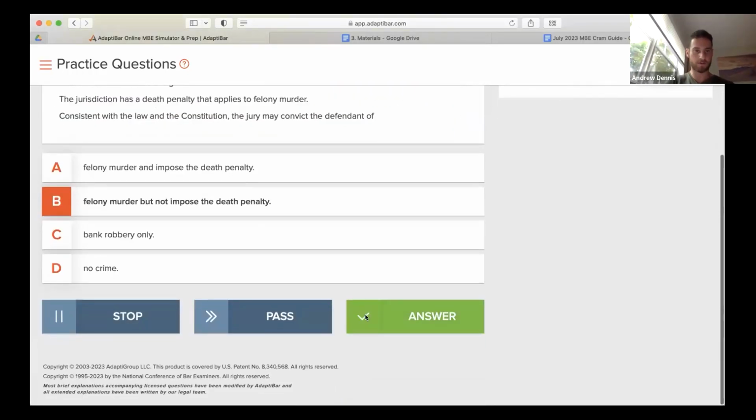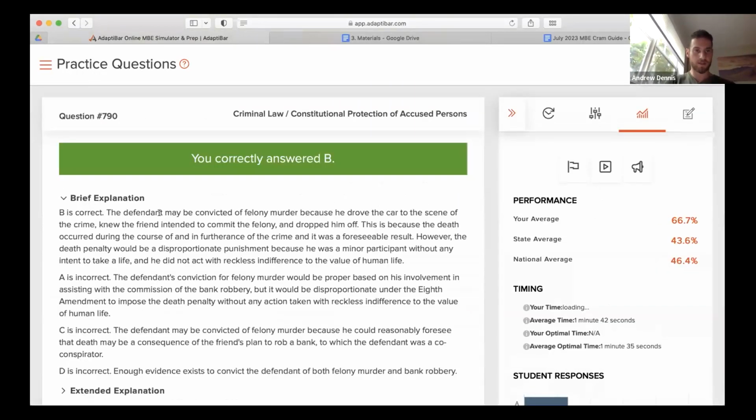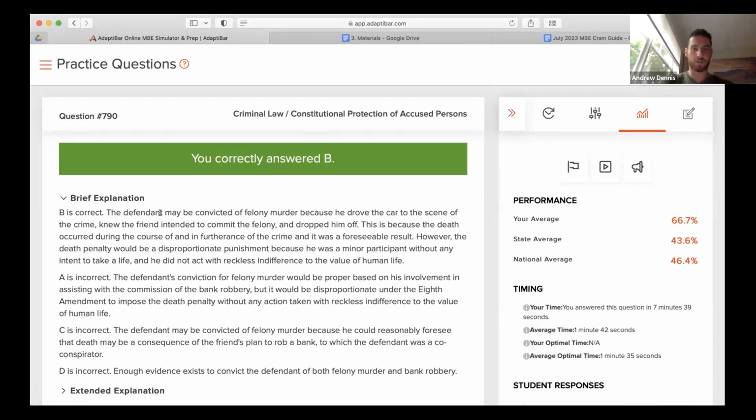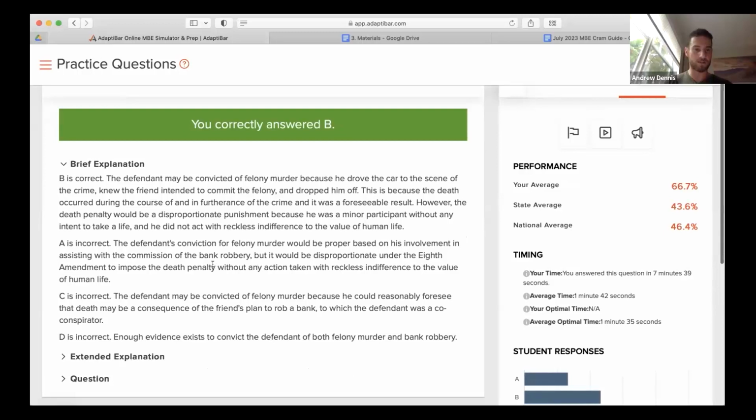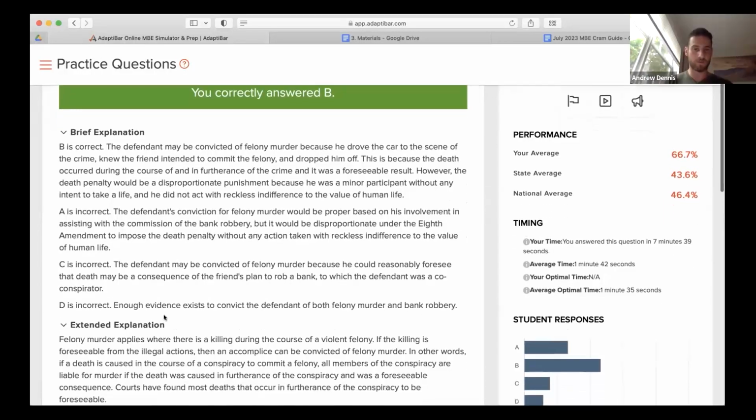B, as in basketball. Good job, class. The defendant may be convicted of felony murder because he drove the car to the scene of the crime, knew the friend intended to commit the felony, and dropped him off. This is because the death occurred during the course of and in furtherance of the crime as a foreseeable result. However, the death penalty would be disproportionate because he was a minor participant without any intent to take a life and he did not act with reckless indifference for human life.